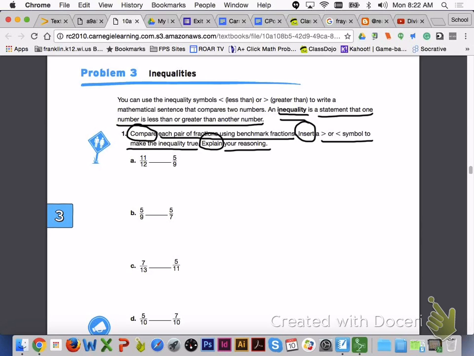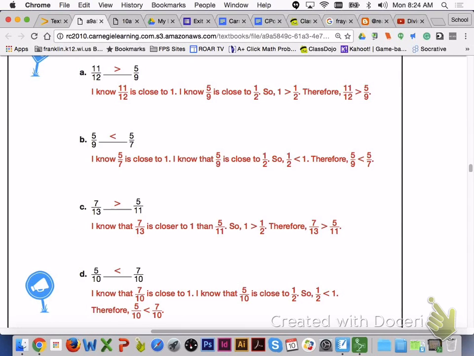Turn to page 146, problem 3, inequalities. You can use the inequality symbols less than or greater than to write a mathematical sentence that compares two numbers. An inequality is a statement that one number is less than or greater than another number. Answer number 1, letters A through D with your group members.